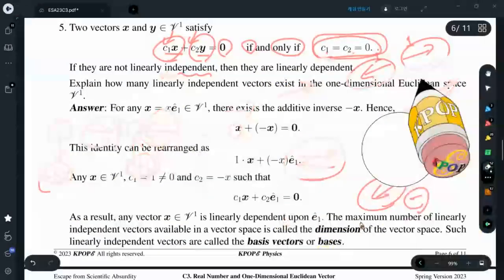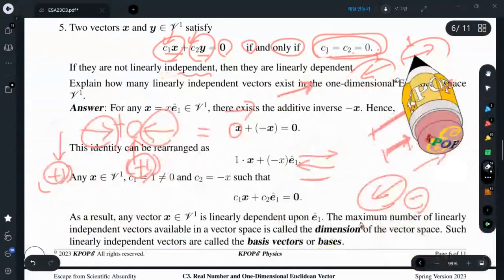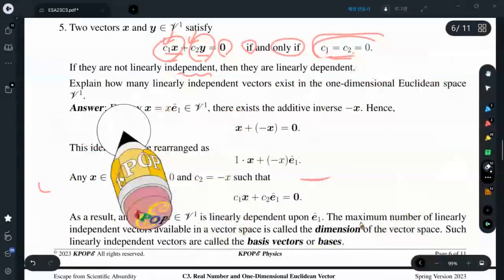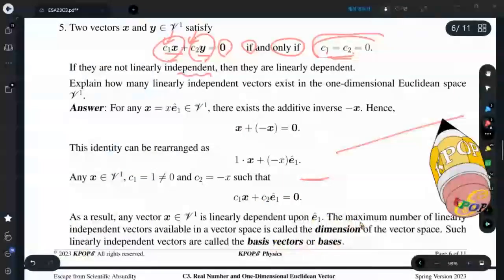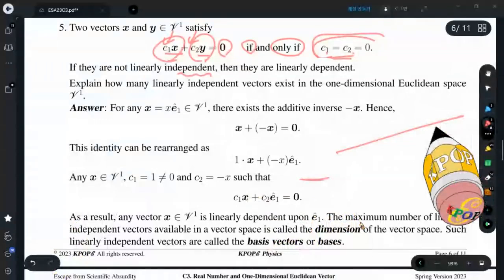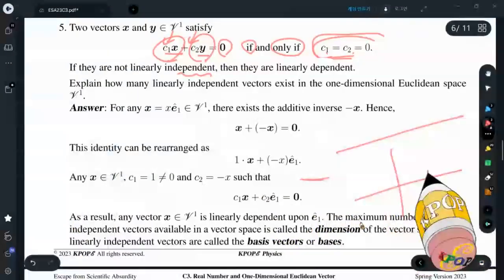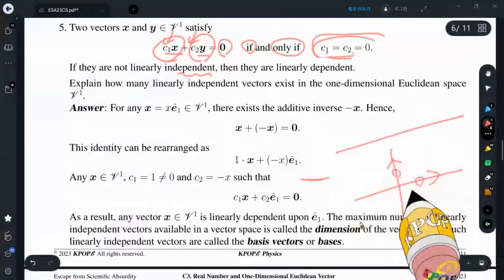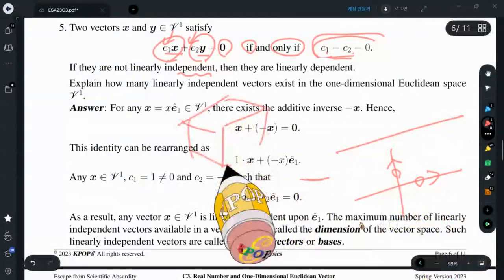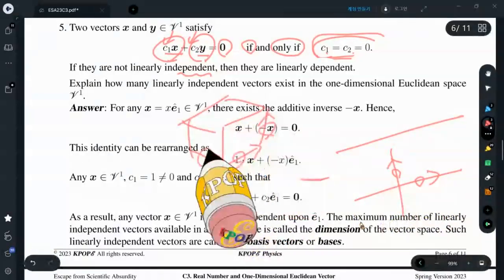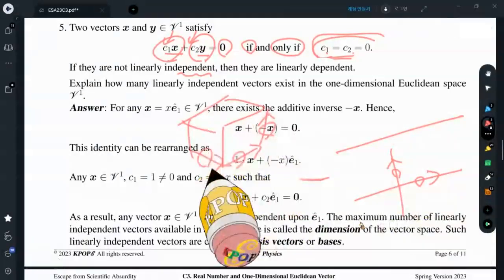And actually, the number of linearly independent vectors is called the mathematical dimension of vector space. So on a straight line, we have only a single one. And on the plane, we have two linearly independent vectors. And in three dimensions, there are three linearly independent vectors. The number of linearly independent vectors in a vector space is called the mathematical dimension of a vector space. Okay.